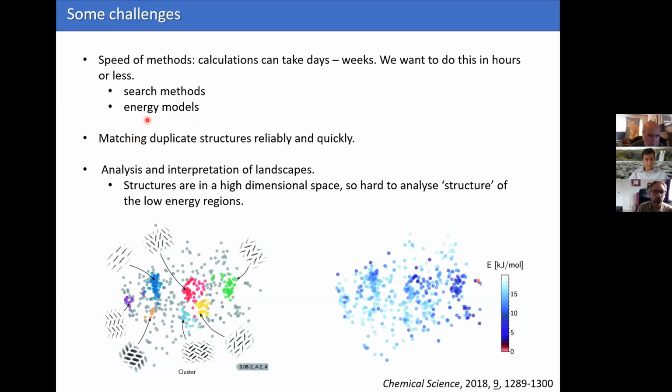Matching duplicates, it seems like only a small thing, but it actually makes a big difference to be able to reliably remove those duplicate structures when we do a search. And interpretation of these energy landscapes is a big thing that we need to try to do, because these structures we get out, I'm showing energy versus volume plots. That doesn't tell you a whole lot actually about similarity or families of similar structures on our landscapes.